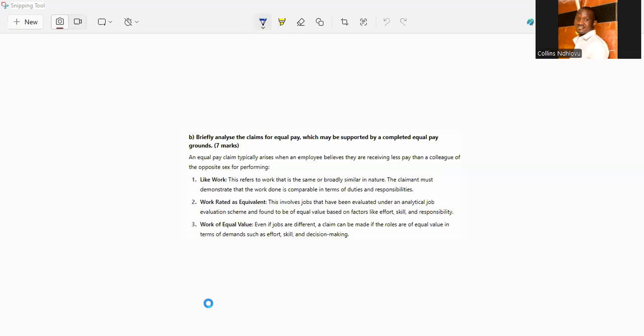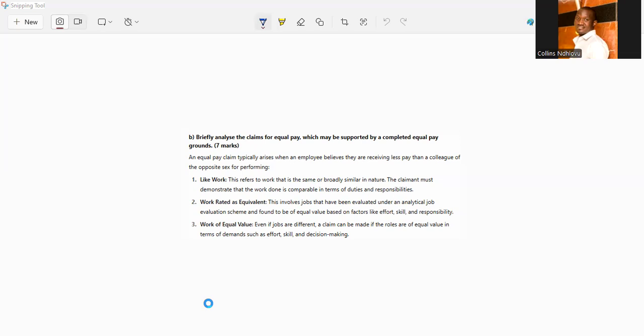The first one is like work. Like work means that when a man and a woman are doing the same or similar job, their duties are more or less the same. For instance, two cashiers in ShopRite, working at the till. If one gets more because of sex, then it may be grounds for which you can claim for unfair pay.